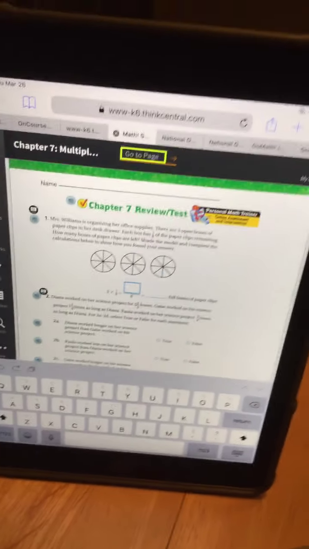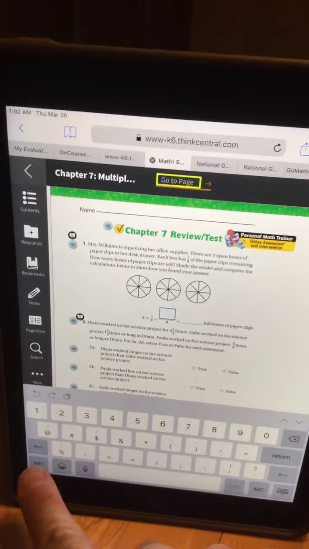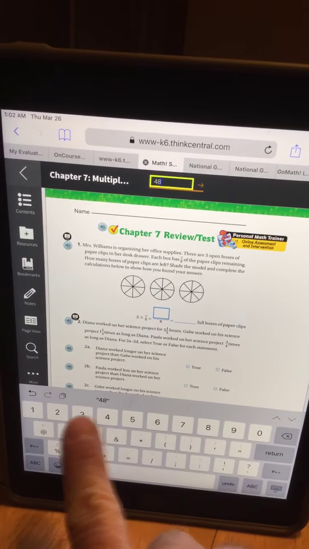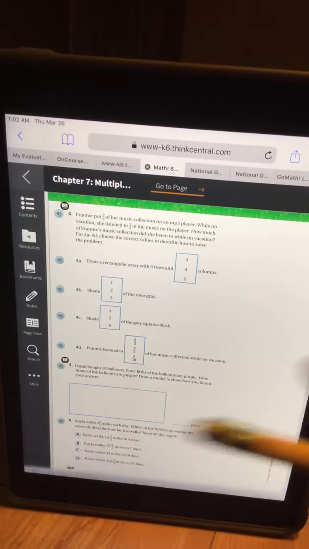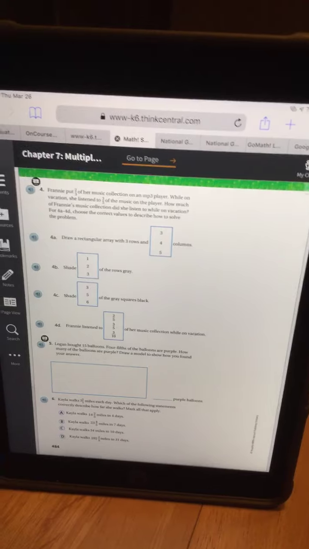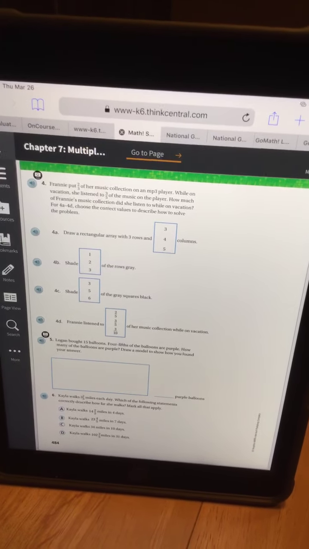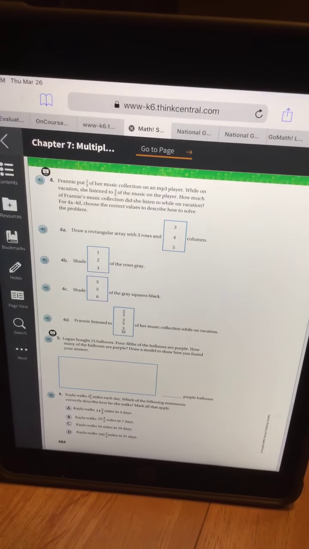All right, we're going to move on to question 4 on the next page. So I'm going to click the button up there, and that's going to be page number 484. Don't get seasick, guys. As I move on to that page, like I said, I'm holding one iPad, filming with another, and we go from there.